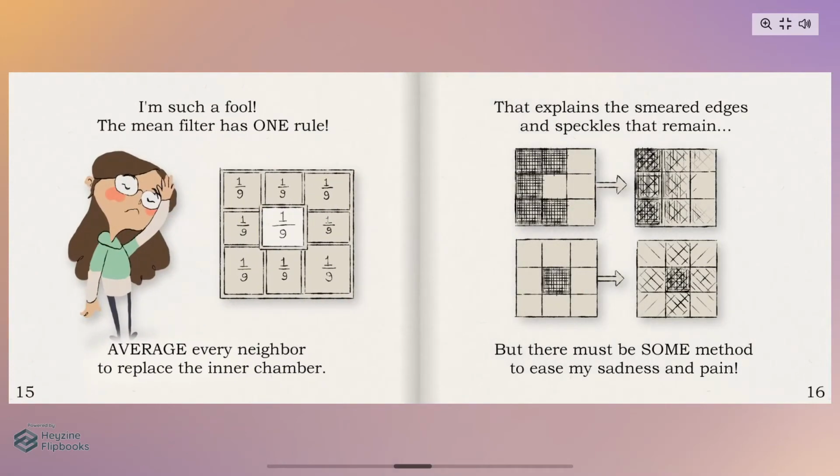I'm such a fool. The mean filter has one rule: average every neighbor to replace the inner chamber. That explains the smeared edges and speckles that remain. But there must be some method to ease my sadness and pain.